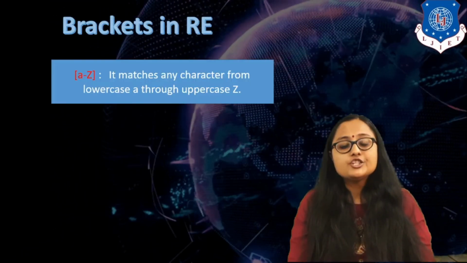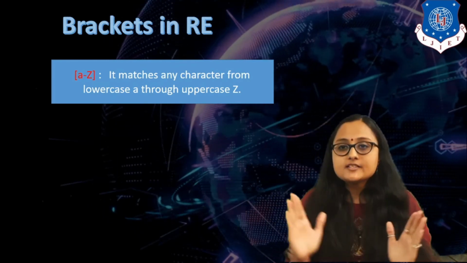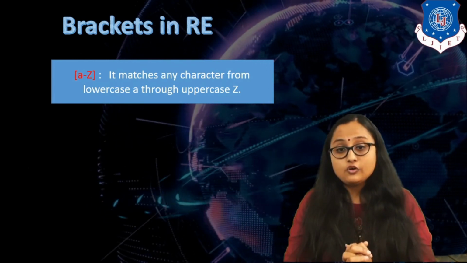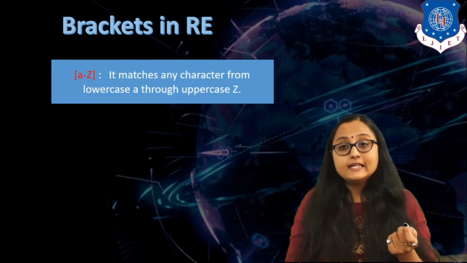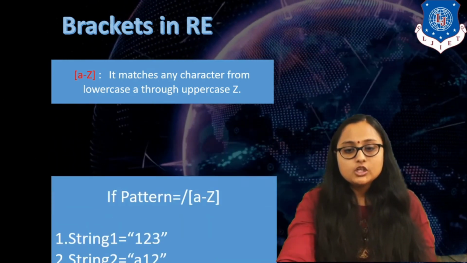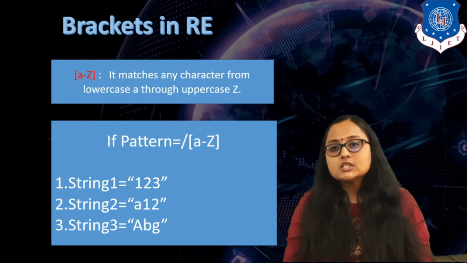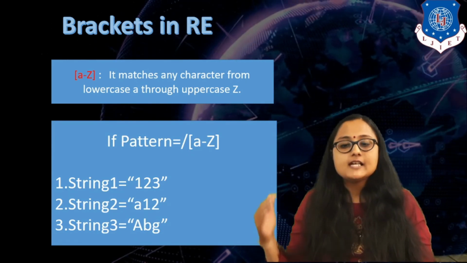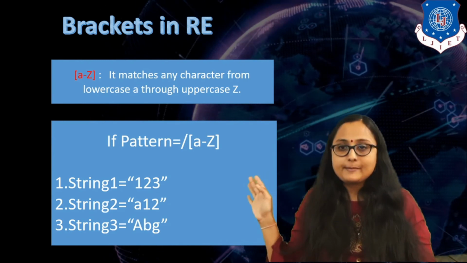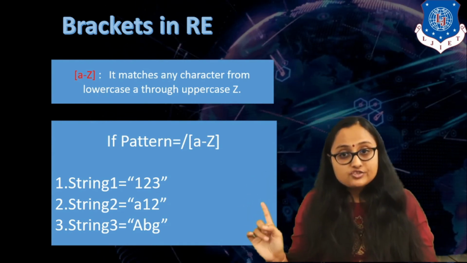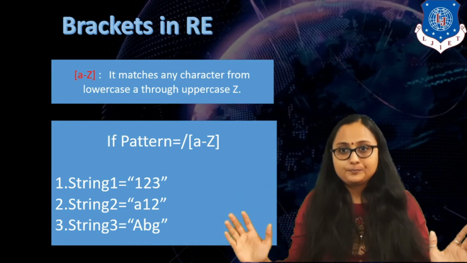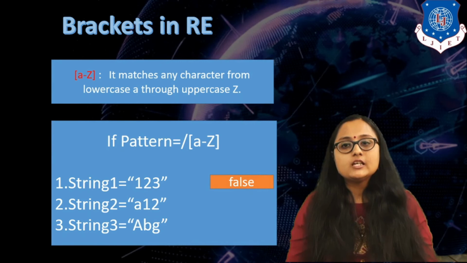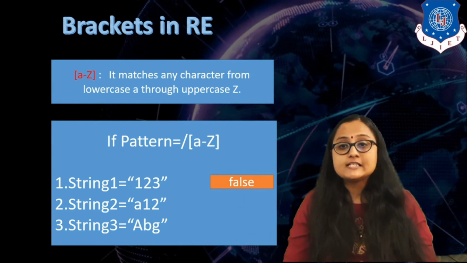That is, you have a pattern in which you can disregard the case sensitivity of alphabets. So in that you have to write in the pattern small a till capital Z. So it will not consider the case sensitivity in the alphabets. And if you write this small a to capital Z in the pattern, will the first string be valid? No, because it consists of no alphabets at all. So according to my pattern, my string is invalid.